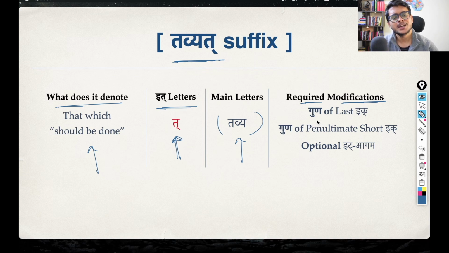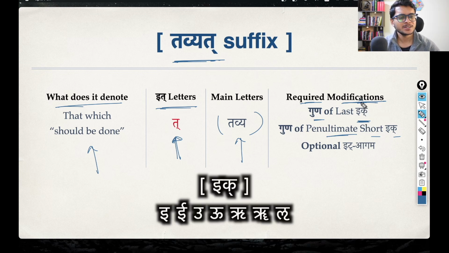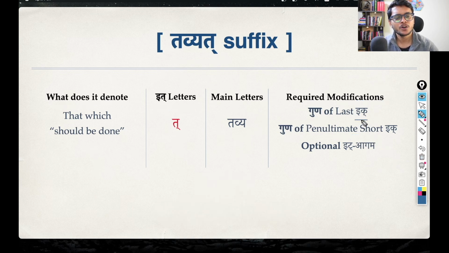The default modification is guna of the last ik and guna of the penultimate short ik. The ik pratyahara covers all the simple vowels except a and long a. I am just repeating these points, which we have covered in the previous videos. If a dhatu is ending with any ik vowel, the guna happens. And if the dhatu has a penultimate short ik vowel, the guna happens. Basically, these are the 2 very common modifications that we see with almost all the suffixes, unless we have something special going on.